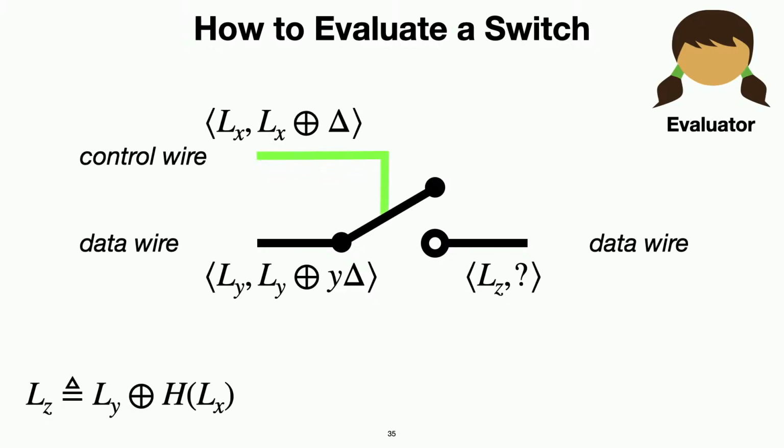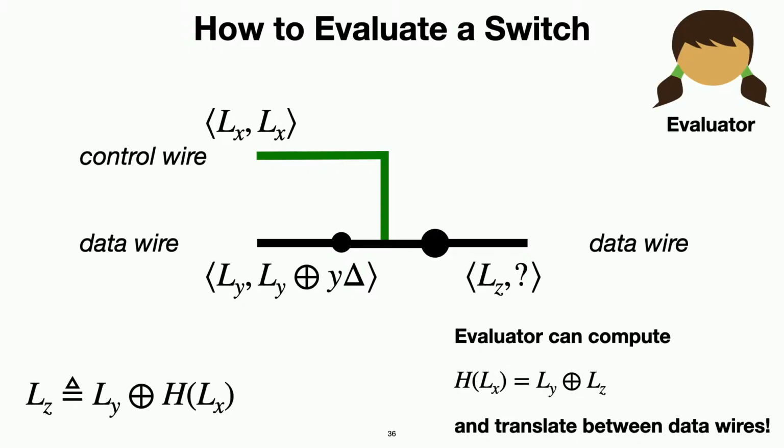On the other hand, if the evaluator comes along and there's a 0 on this wire, well, then now she has Lx, so she can call the hash function and compute the difference between these two languages on these two wires, and therefore she can freely convert between the two.